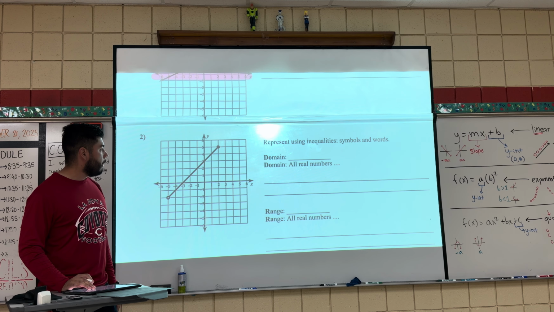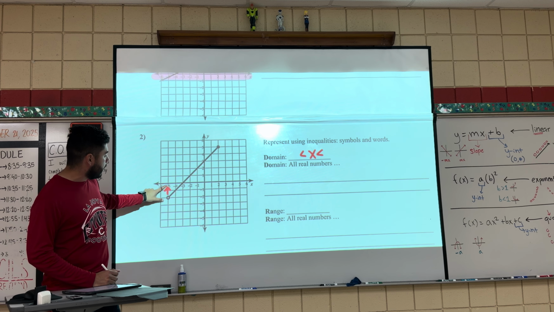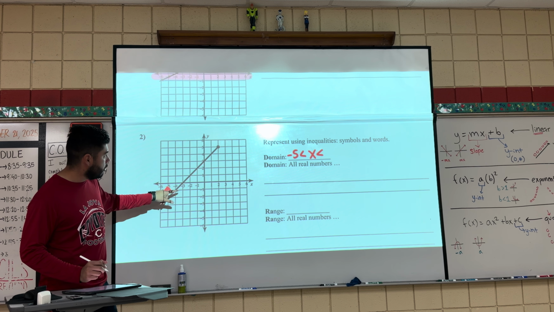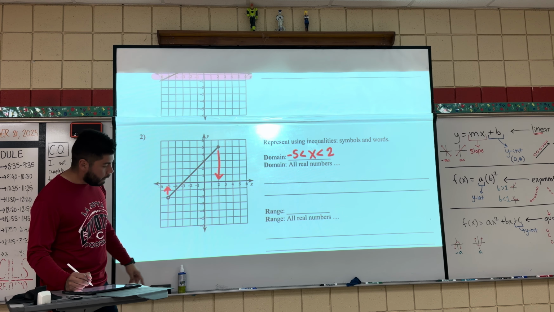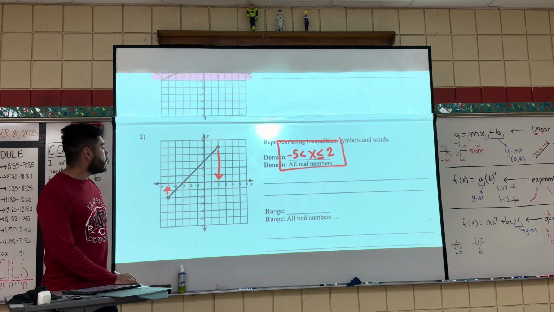We're also looking for domain. Domain, we already learned, is x, and we only look at the numbers left to right. So it started at -5. Open, so leave it there. And it stopped at 2. It's dark inside, so it's colored in, it's closed there, and there it is.